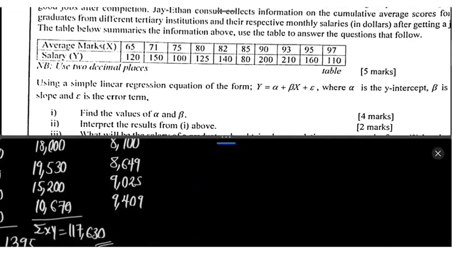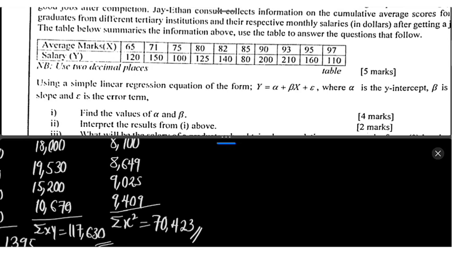So in that, you also want to find the total sum for x square. So you're going to have your summation x square, and that should fetch you a total of 70,423.